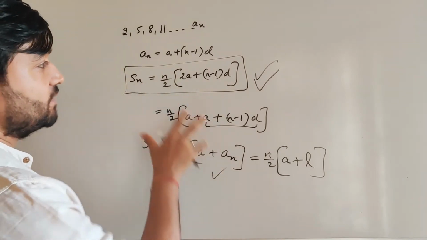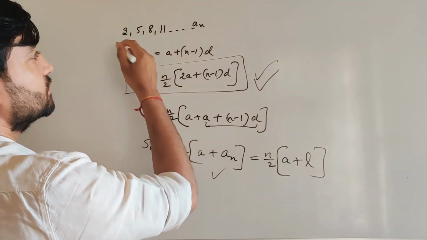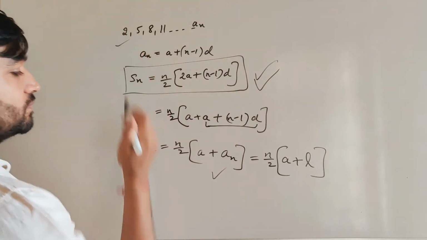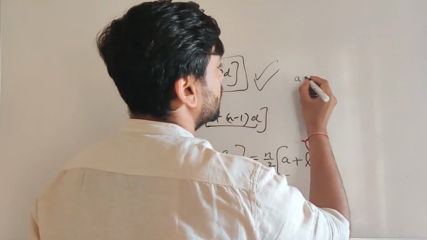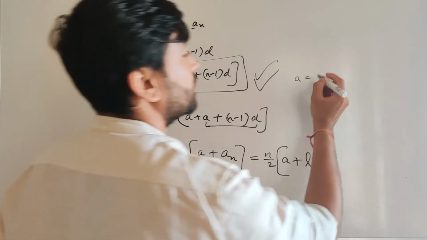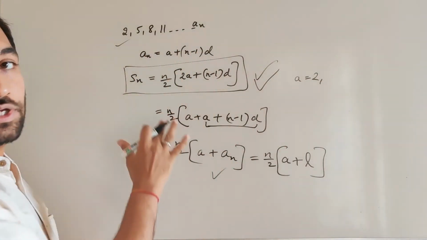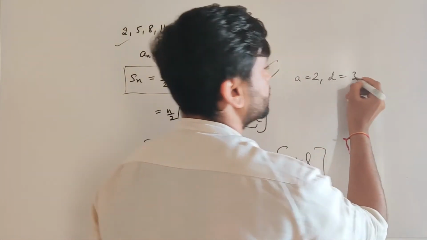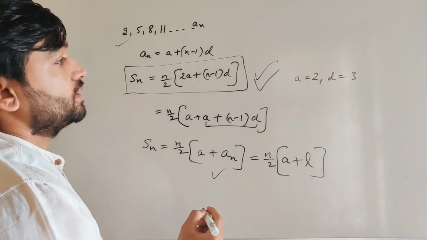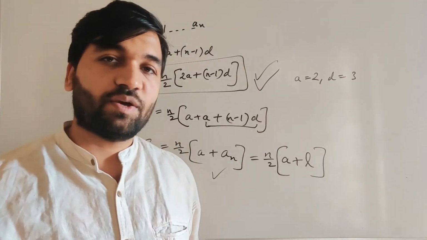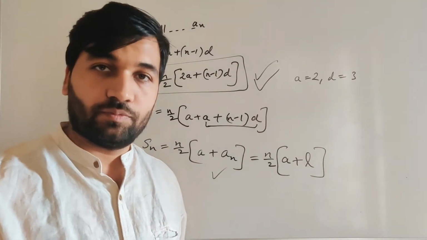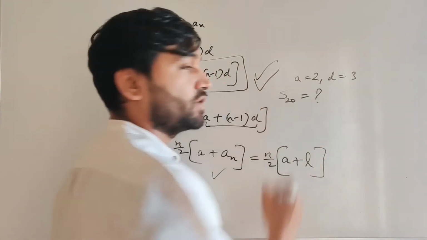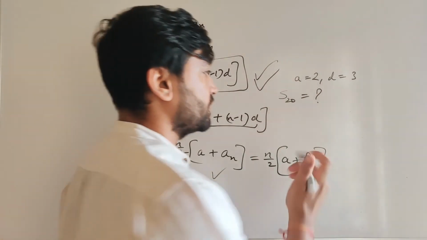Now let us apply the same formula Sn with respect to this AP, 2, 5, 8, 11. So if you observe here, the first term a in this sequence 2, 5, 8, 11 is 2. Common difference is 5 minus 2, which is 3. Okay, here let us say the question is find the sum of first 20 terms. So what are you asking? S20. The question is to find S20, the sum of first 20 terms.